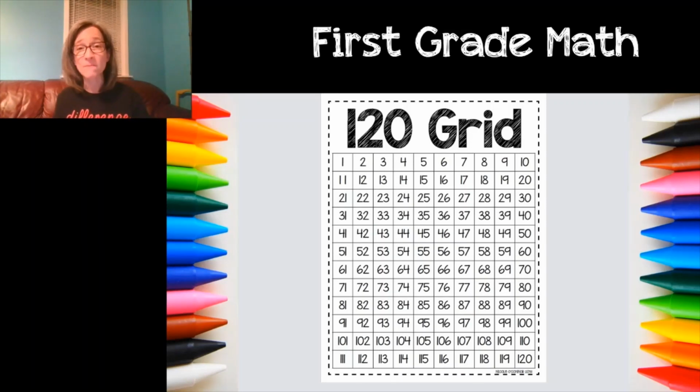We've counted forward and backwards by ones. We've counted forward and backward by twos. What else can we count by? Let's count by fives. Ready? We're going to start at the number 5.